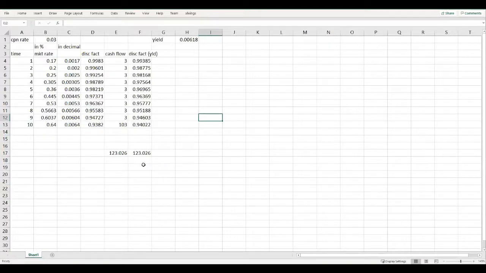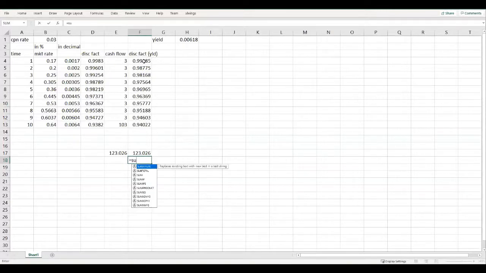Now the Macaulay duration is based upon this yield. So we're going to compute the Macaulay duration now. So the first step in calculating the Macaulay duration is to compute the sum product of the cash flows and the times and the discount factors. So it is each cash flow multiplied by the corresponding time and then discounted by the corresponding discount factor.